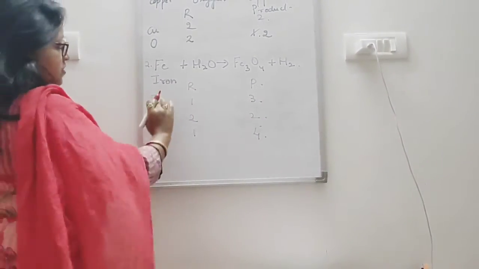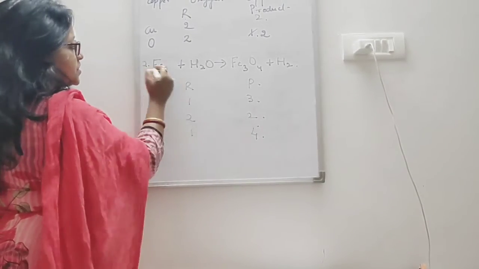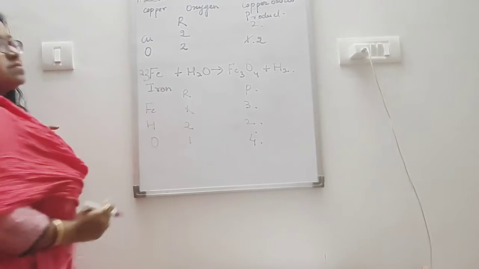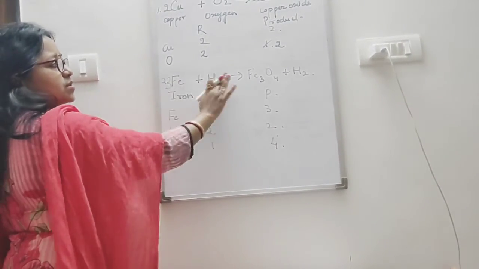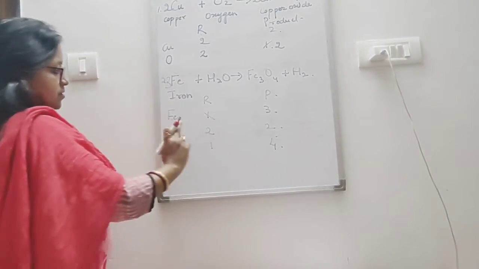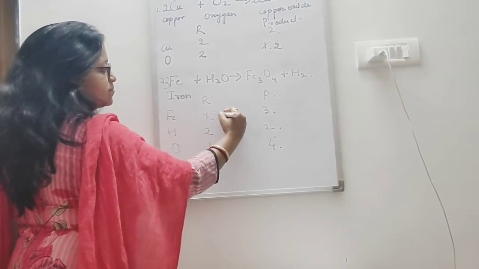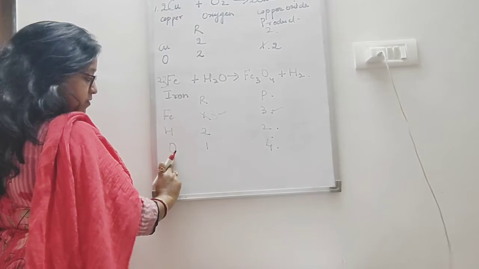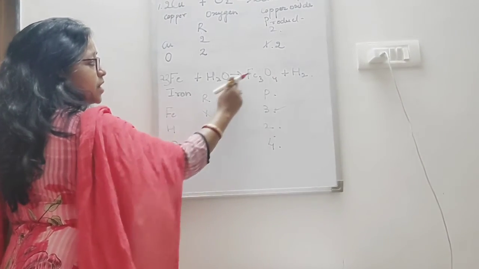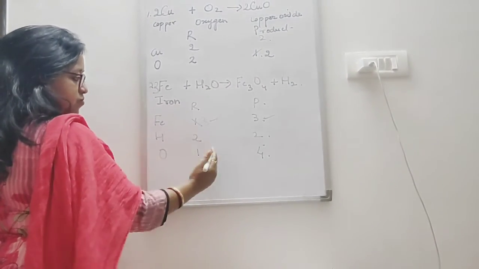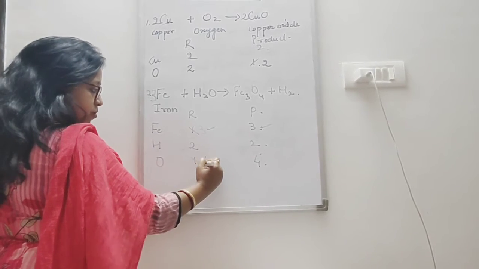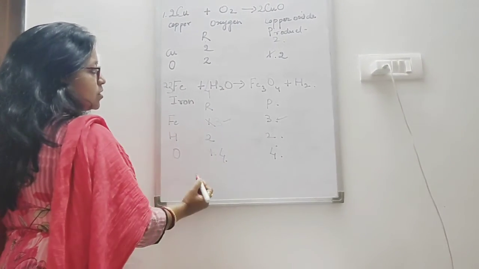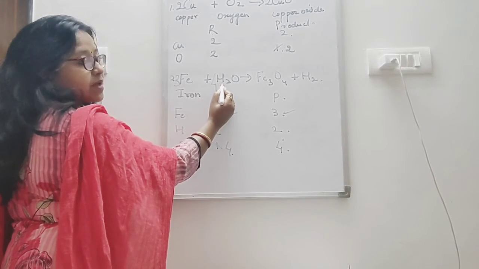So what do we do? We start with the iron. Iron is 3 here, so we have to make this 3. So we insert a 3 here. No other things are disturbed. So iron is balanced, both 3. Then hydrogen is balanced, but oxygen is not balanced. Oxygen is 4 here, and oxygen is 1 here. So we have to make it 4. So we have to insert 4 here.